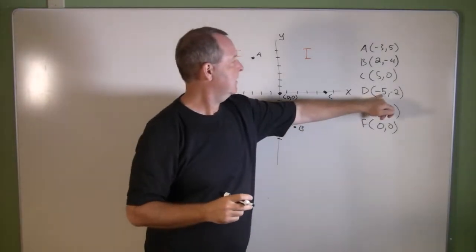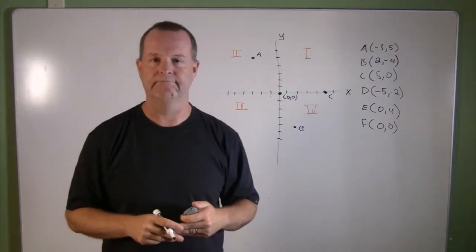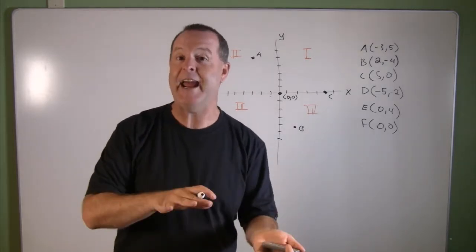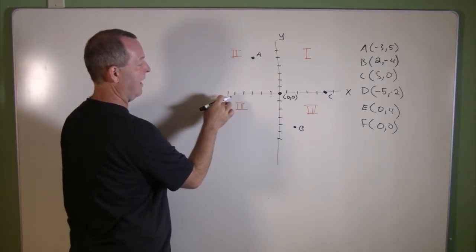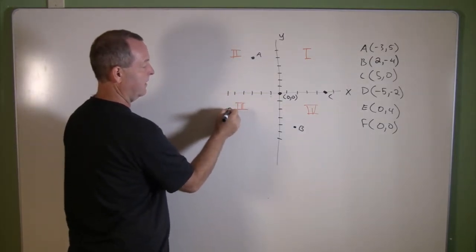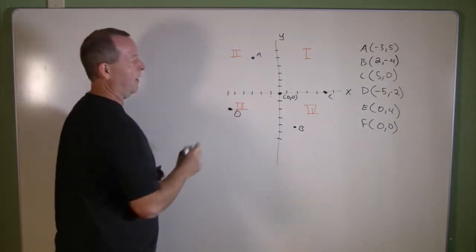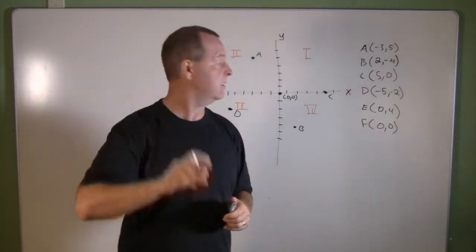D is (-5, -2). I go backwards and down. -5 in the x direction: 1, 2, 3, 4, 5, down 2. In the negative direction, I have point D. Two more to go, guys.